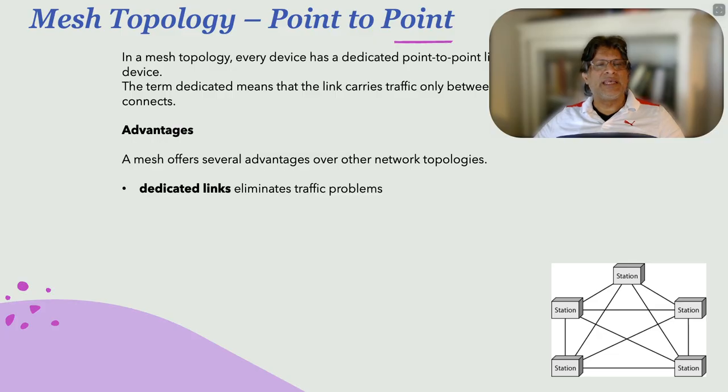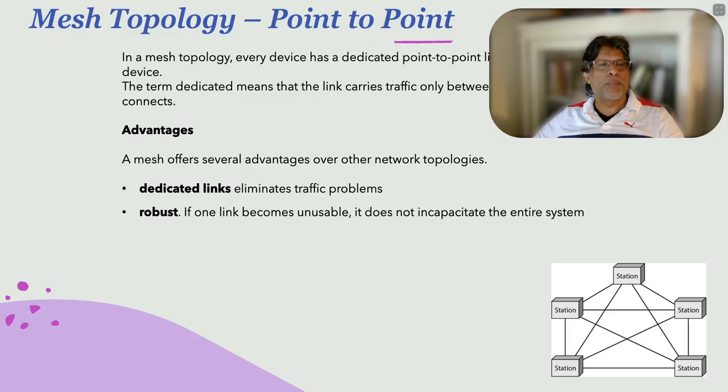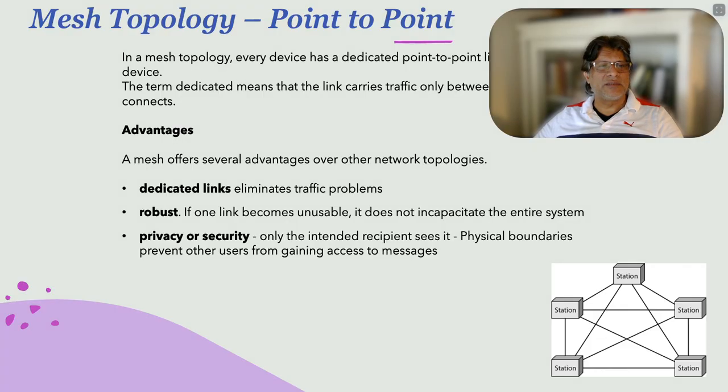The dedicated links eliminate traffic problems because if it cannot find one path to any given station, it can always reach the same station using multiple paths, going through a different station. It is pretty robust. If one link becomes unstable, it does not incapacitate the entire system. Its privacy and security is wonderful, because the physical boundaries prevent users from gaining access.